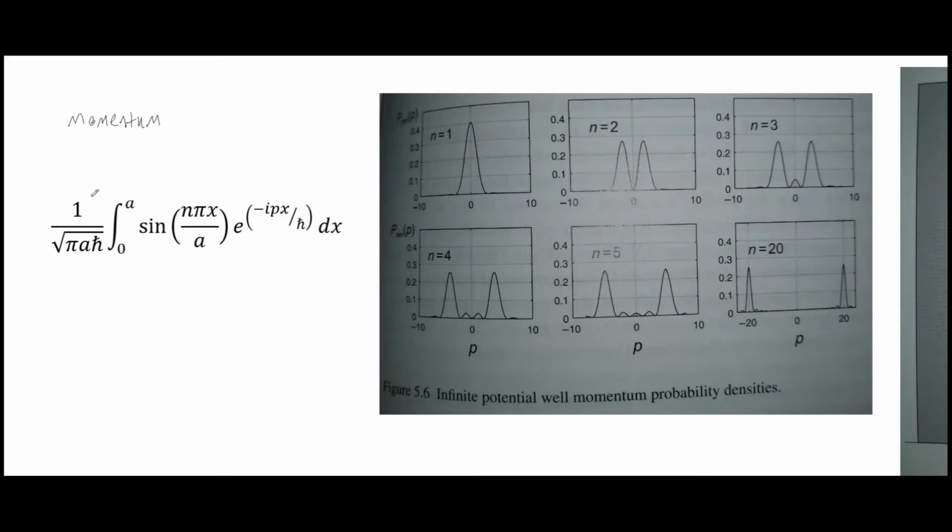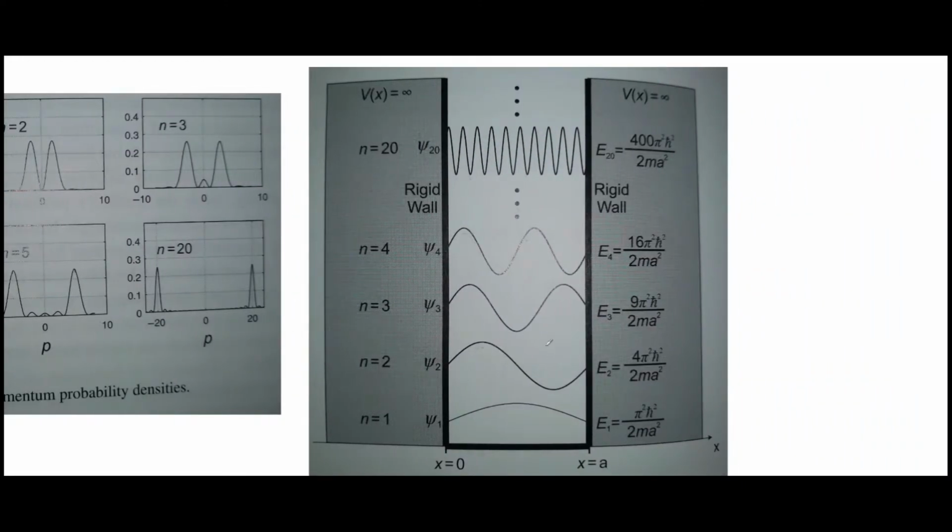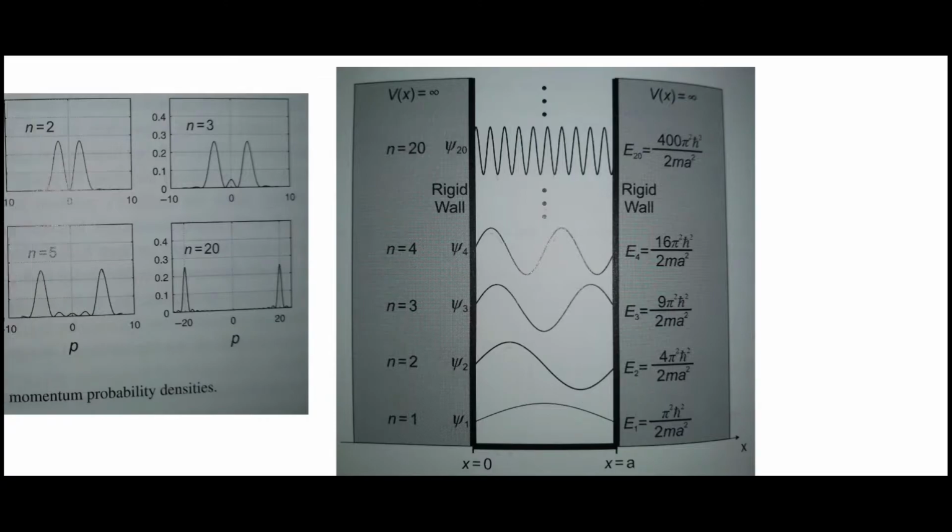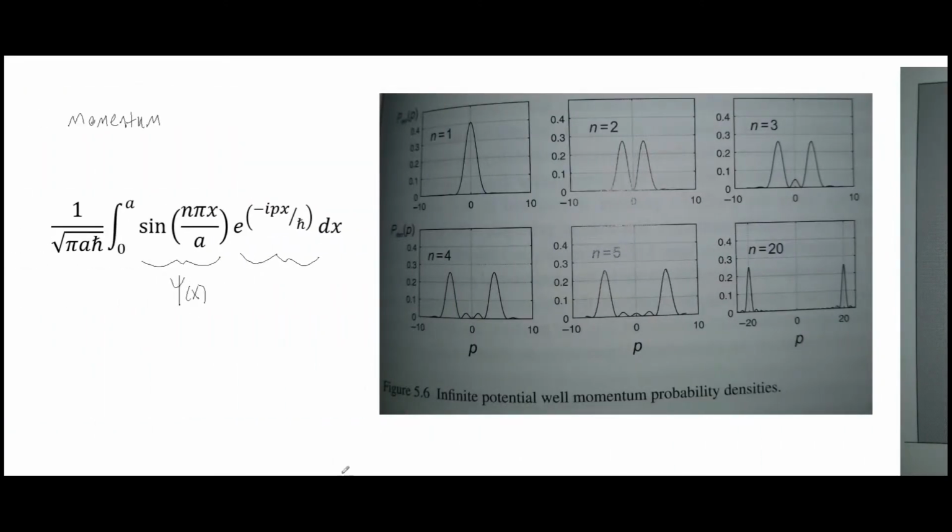But we know that the momentum is related to the position by the Fourier transform. And so this right here is the Fourier transform. Remember, this right here is our wave function as a function of space. Then this here is the Fourier transform, with this just being a normalization factor. And so we're taking the Fourier transform of this wave function, which in position space we saw had shapes like this, depending on what this n is.